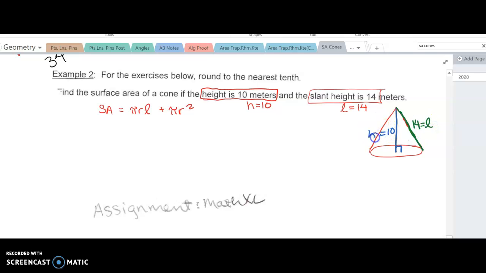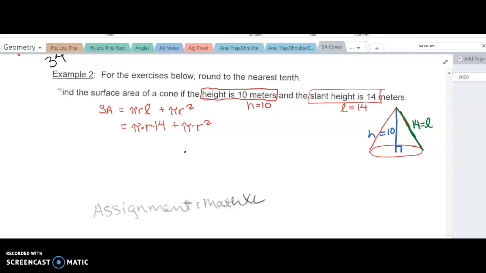And when we go to put these in our formula, let's take a look at what happens. We have pi times, we don't know our radius. We do know slant height is 14, times 14, plus pi times radius squared. Interesting, because they gave us an H, but they didn't give us R. And this formula nowhere asks for a height, but it does need the radius in order to find out this amount for the surface area.